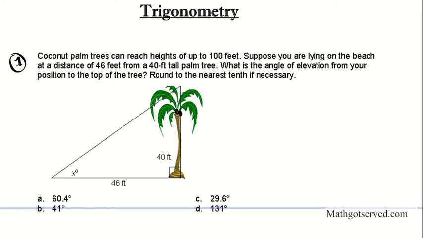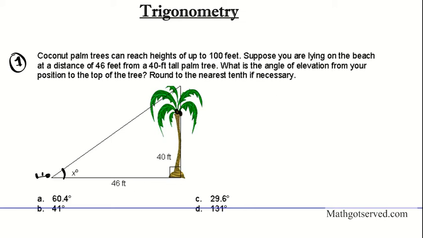So let's say you're positioned right here. It says you're laying on the beach, so let's say you're positioned right here. So what is the angle of elevation? This is the angle right here. That is what we're looking for. So to figure out x, we have to set up a trig ratio.